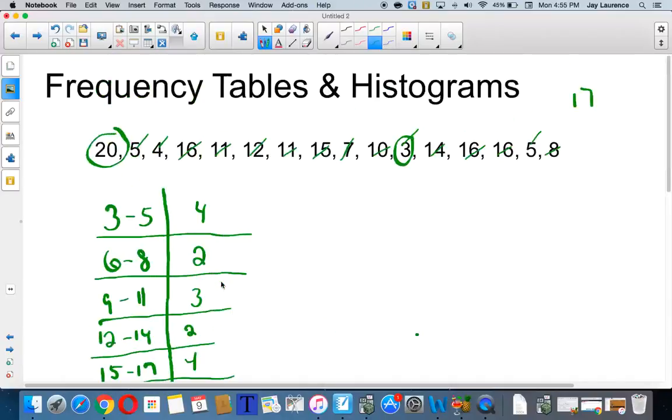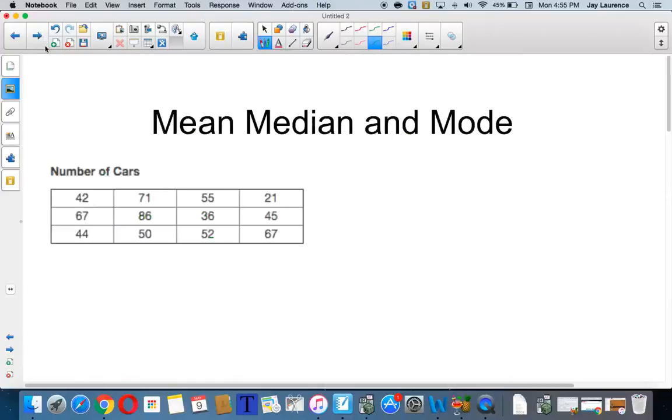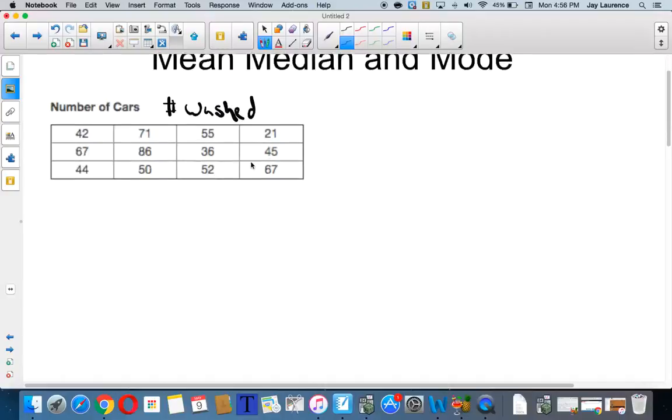All right, very good. So let's move right along here. And finally, we have mean, median, mode, and then box and whisker plots, and then I will wrap this video up. All right, so this is data for the number of cars watched. I'm going to find the mean, median, and mode, and then I'm going to decide which is the best, the best representative of the data.